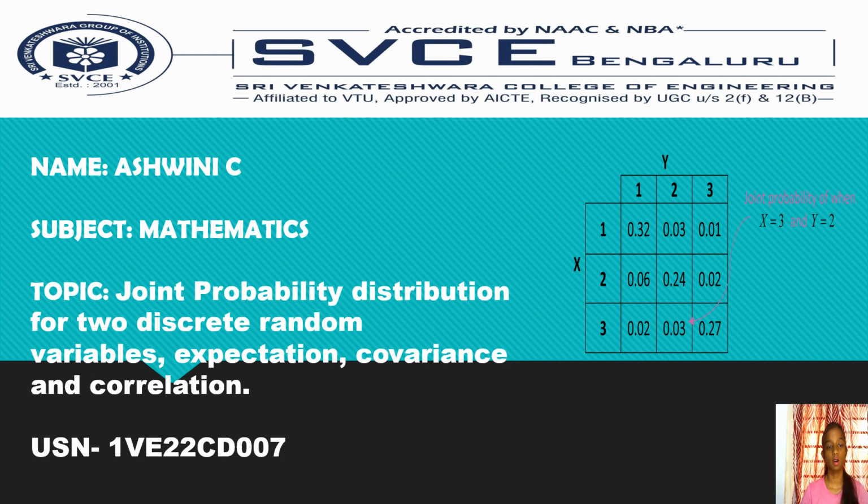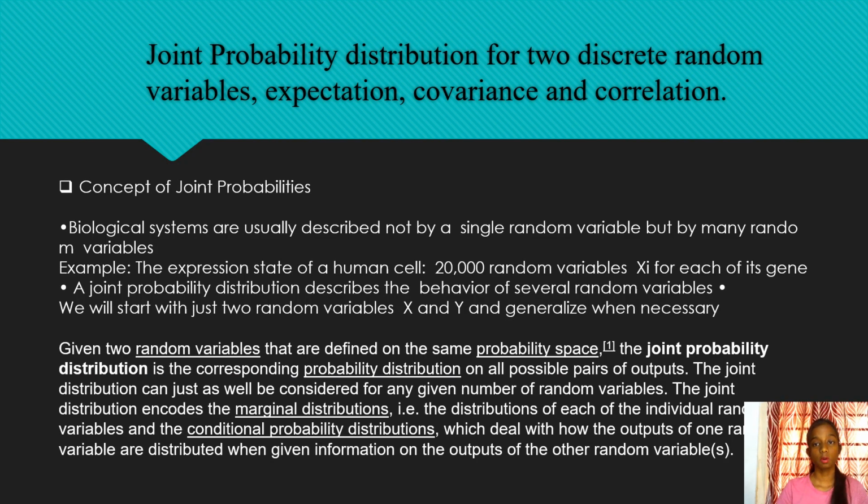So, today's topic is joint probability distributions for two discrete random variables, its expectations, its covariance, and its correlations. So, this is the joint probability of when x is equal to 3 and y is equal to 2. So, let's move on to what is joint probability. Joint probability distributions. So we'll see the concepts of joint probability distributions.